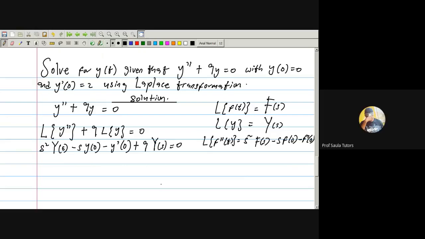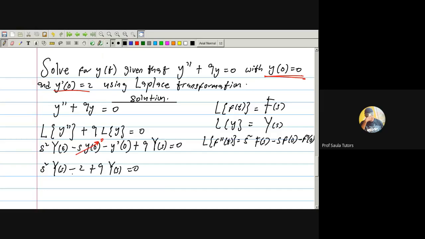Equal to 0. Now, don't forget, from the initial conditions, what is y of 0? Y of 0 is equal to 0. What is y prime of 0 equal to? 2. So what I have here is s squared y of s, minus s times y of 0, which is 0, minus y prime of 0, which is 2, plus 9 y of s equal to 0.